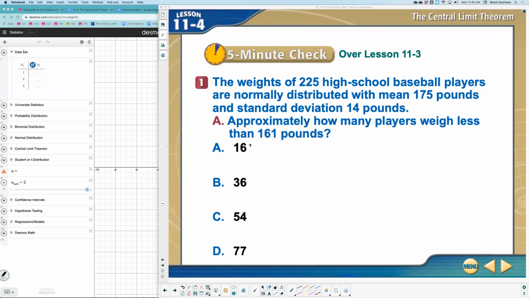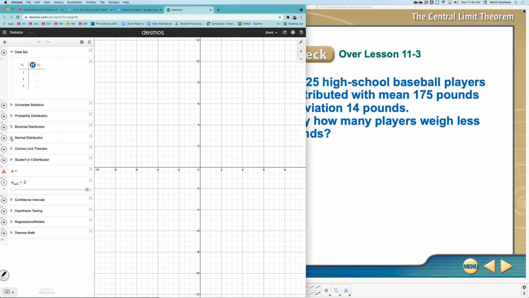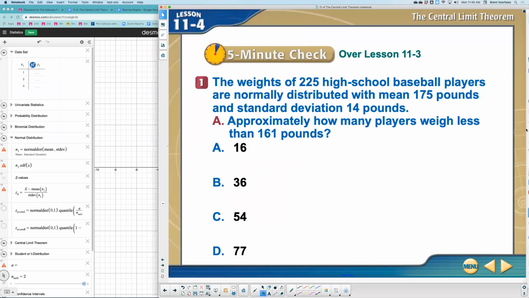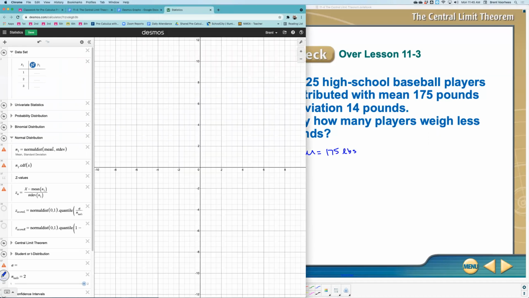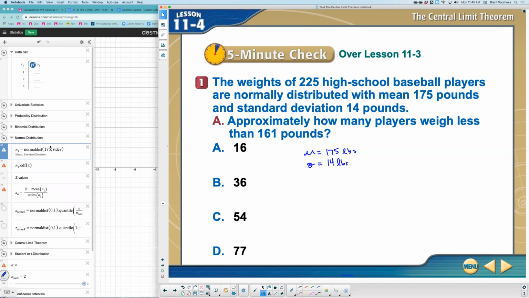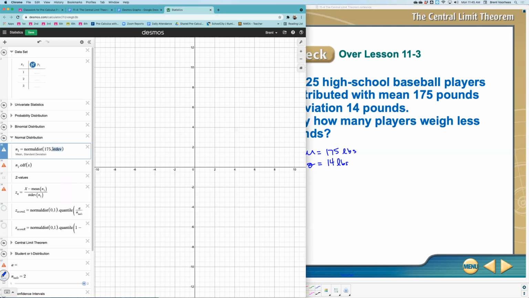For the normal distribution, one thing we've done is to simplify things. I have it plugged in here, and we can find all the information we need. Our mean here is 175. The mean, that's the symbol mu, if you remember, 175 pounds, so I'll put that in as my mean, 175. And the standard deviation, sigma here, is 14 pounds. So we put that in, 14 right here.